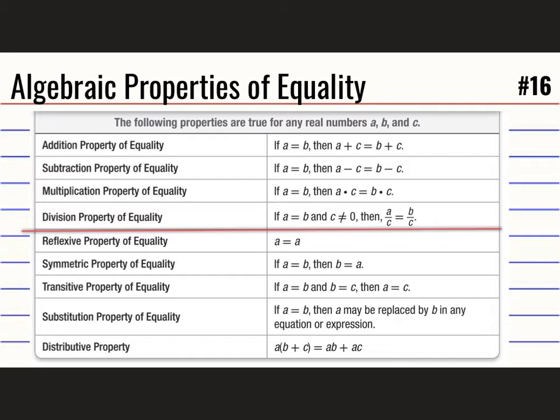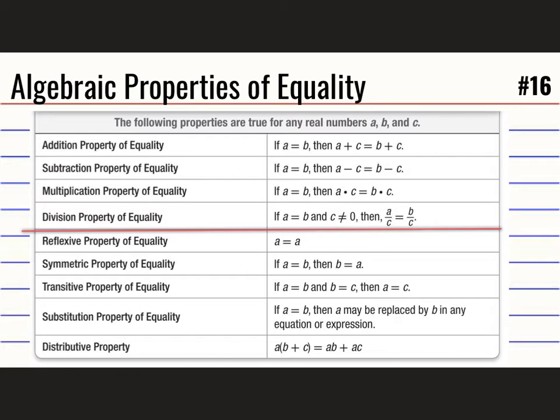The symmetric property of equality says that if A is equal to B, then B is equal to A. So essentially, order does not matter. The transitive property of equality says that if A is equal to B and B is equal to C, then A is equal to C. The substitution property of equality says that if A is equal to B, then A may be replaced by B in any equation or expression. So you can replace A with B in any equation or expression.